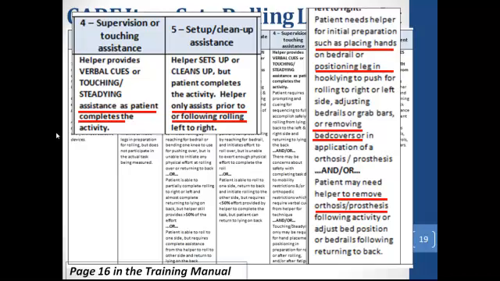Remember that if the application of a prosthesis or orthosis is necessary to complete the task, this is not considered in the score for rolling. If the helper is needed to do this, it is considered setup only.